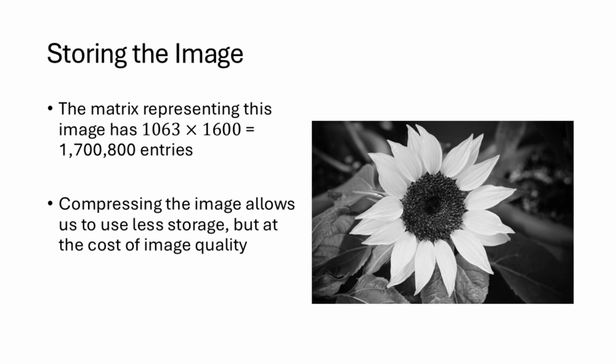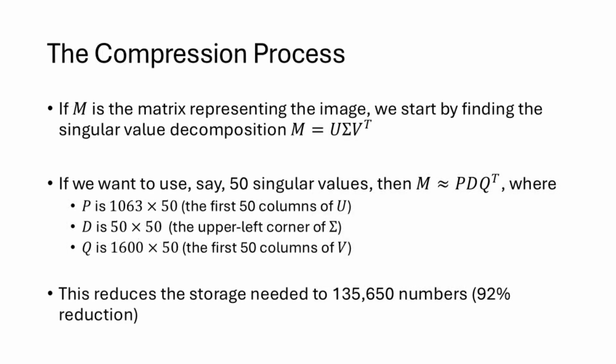We want to compress this image, which means that we want to represent the image using less storage, but still maintain image quality. So our matrix can be decomposed using the singular value decomposition as M equals U sigma V transpose. And the compression process is what we described before. If we choose, for example, K equals 50, then M will approximately be equal to P D Q transpose. P is 1063 by 50, that's the first 50 columns of U. D is 50 by 50, that's the upper left corner of sigma. And Q is 1600 by 50, that's the first 50 columns of V. And so if we add up the sizes of all those matrices, that reduces the amount of numbers that we need to store this information to 135,650, which is a 92% reduction.